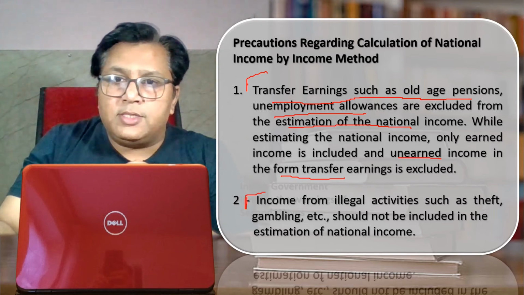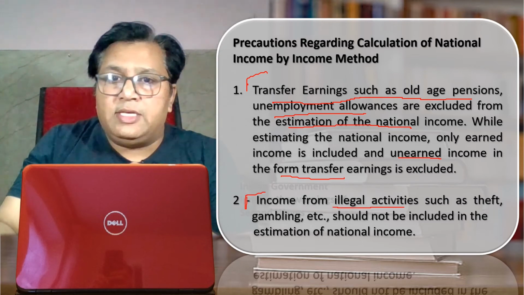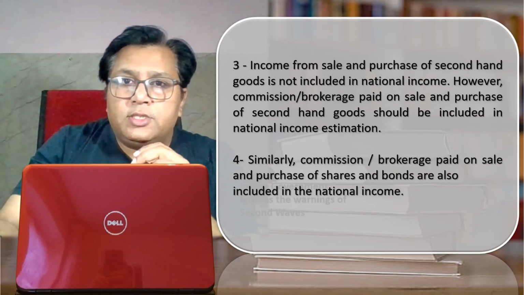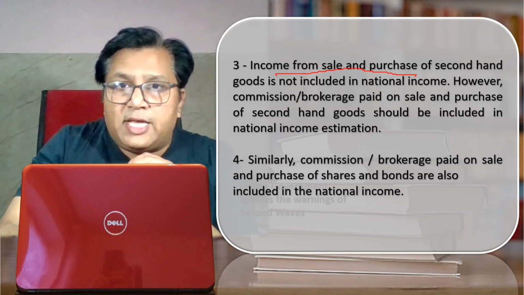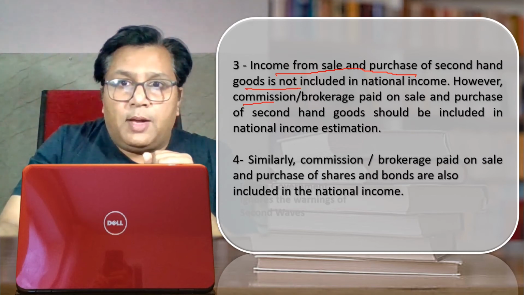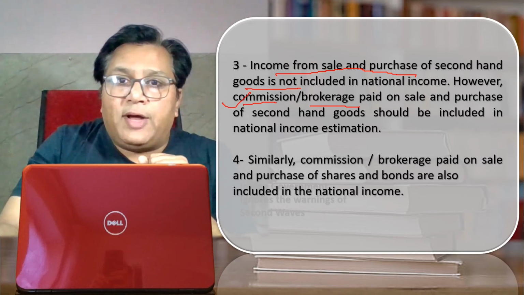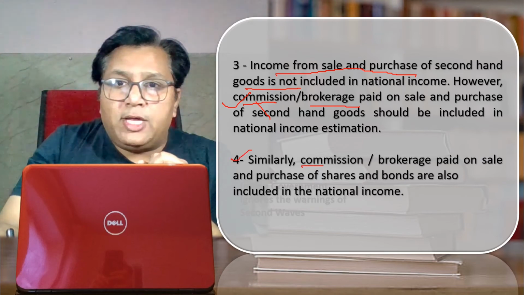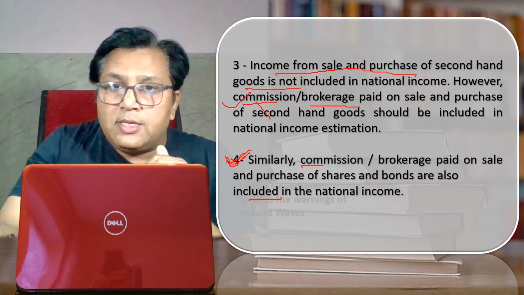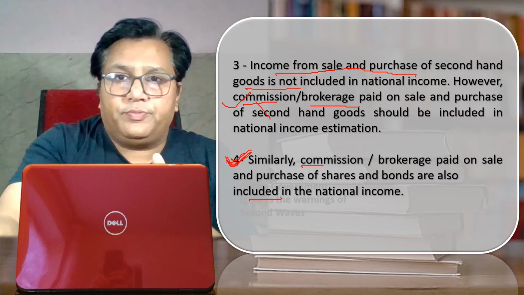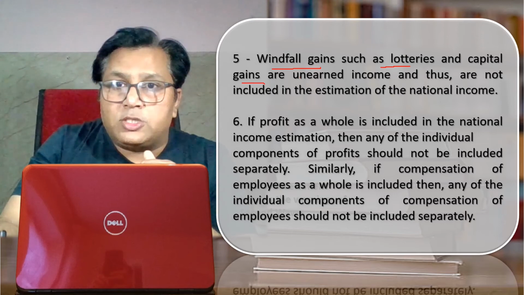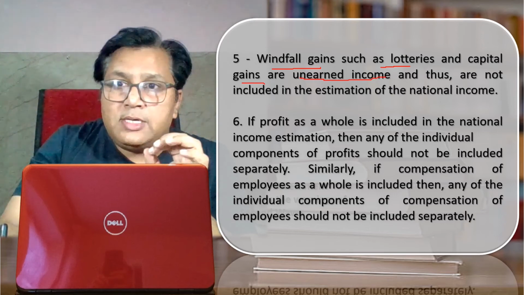The second precaution is that we never consider illegal income from illegal activities like theft, gambling, etc. The third precaution is that the income from the sale and purchase of second-hand goods should not be considered, but commission and brokerage earned should be considered. Why the commission and brokerage? Because the person has earned it. Similarly, the commissions and brokerage which the person earned at the time of sale and purchase of securities should be considered because it is the earned income of the factors of production. The next is windfall gain such as lotteries and capital gain, which should not be considered. Why? Because it is unearned income and we only consider earned income.